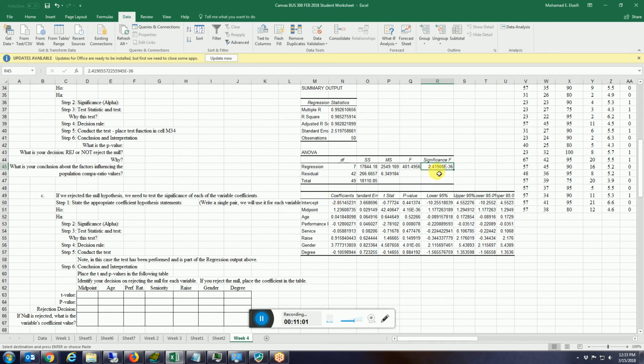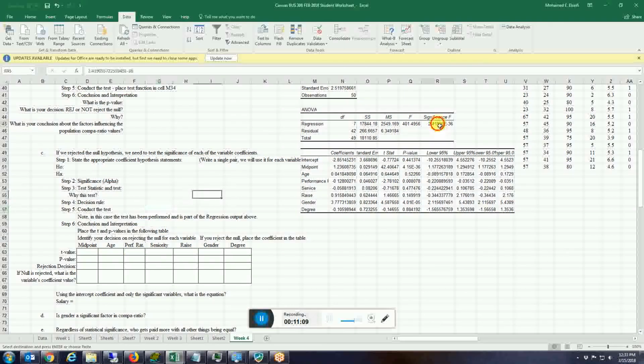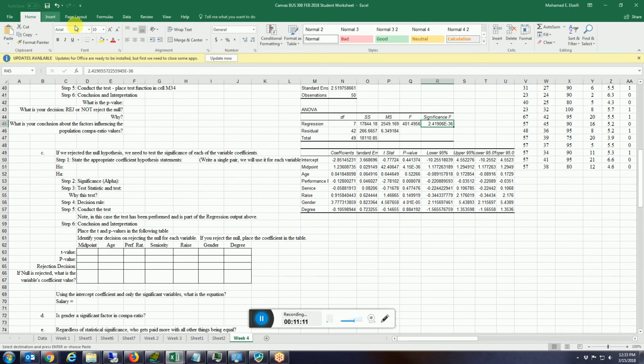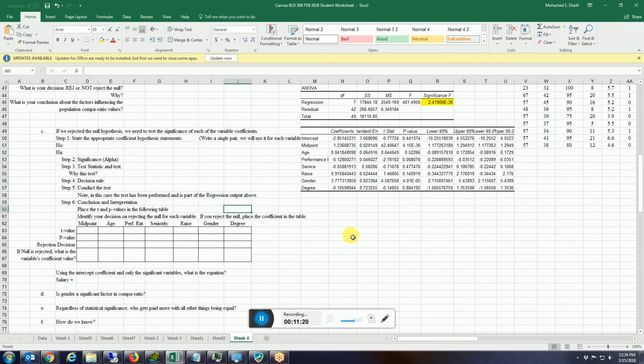So the decision rule here is going to be, of course, if p is less than alpha, which is 0.05, we're going to reject the null. And in this case, you can see that we can reject the null, that the model is insignificant, and conclude that the model is actually significant. So that's your first step, is to make sure that the model is significant.